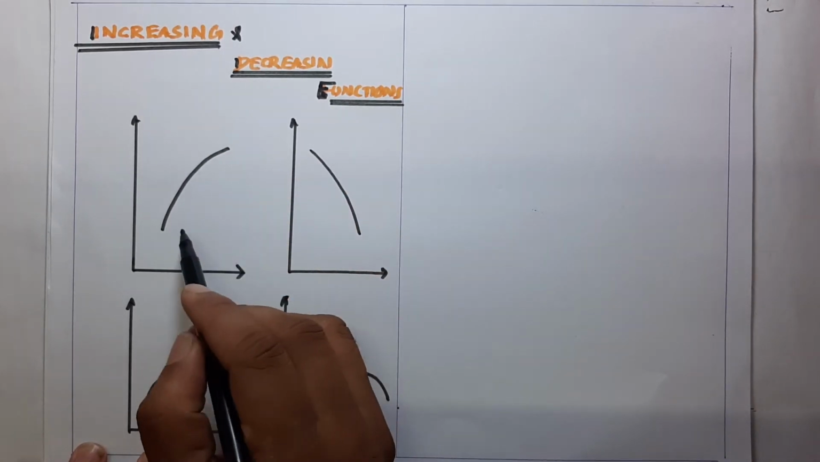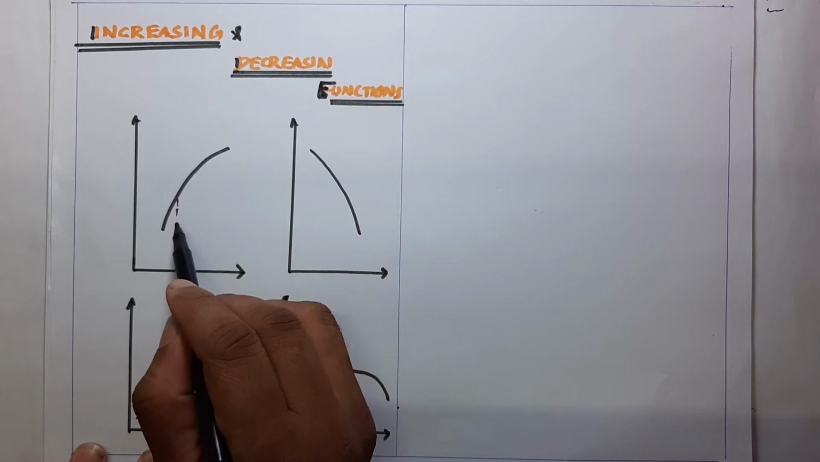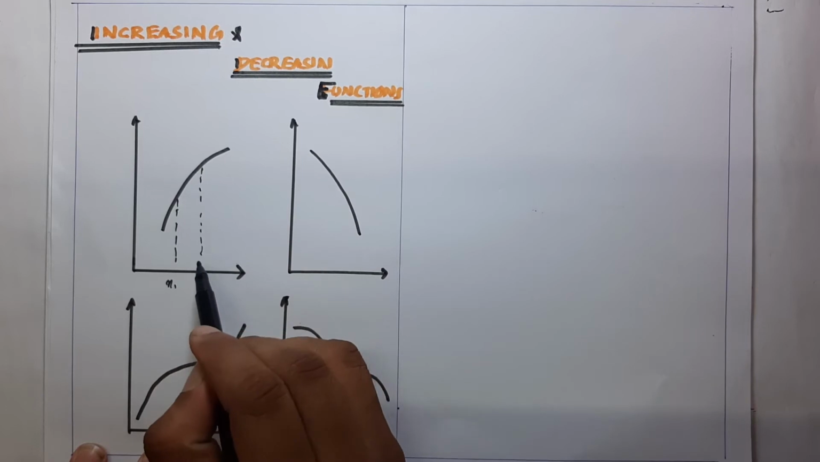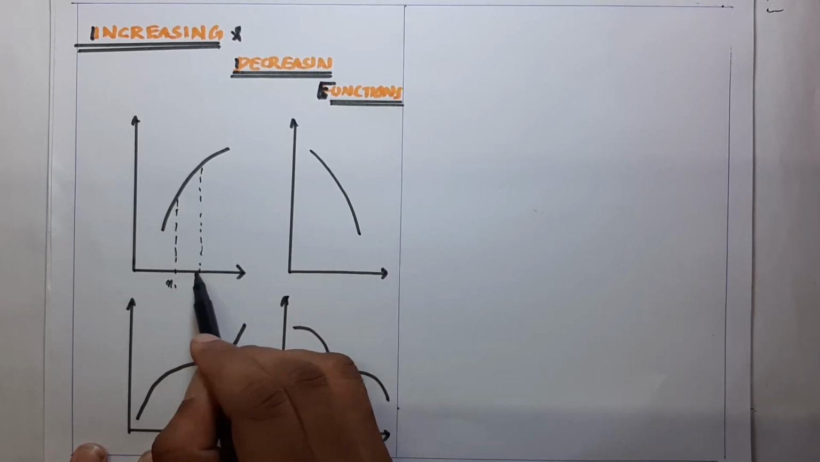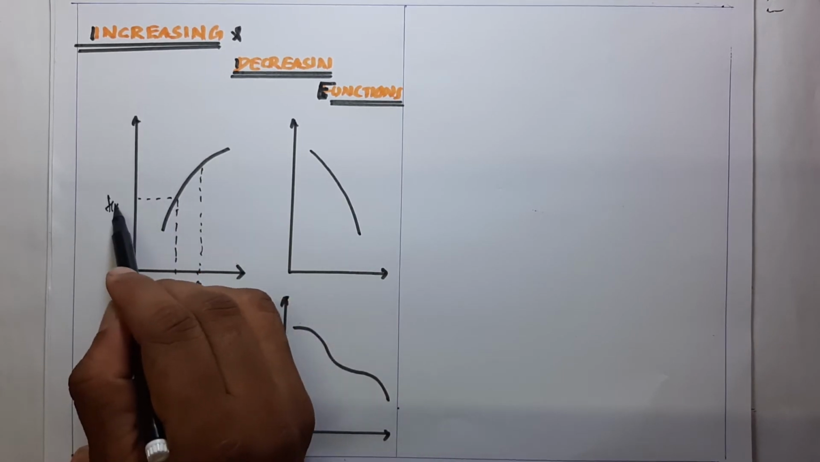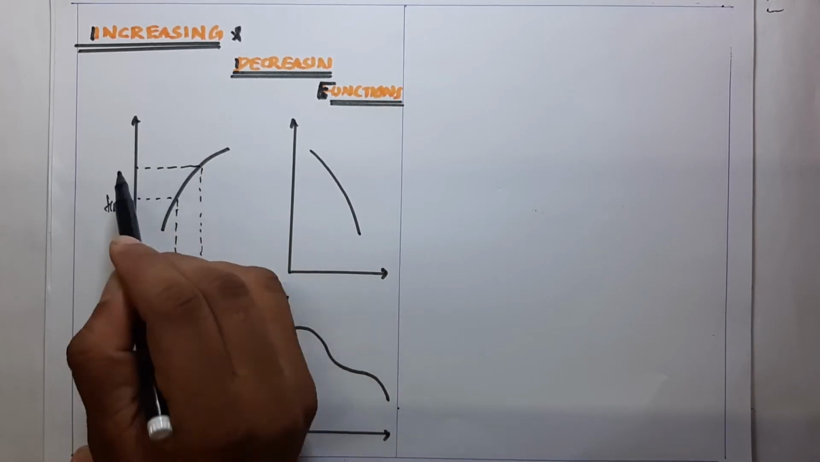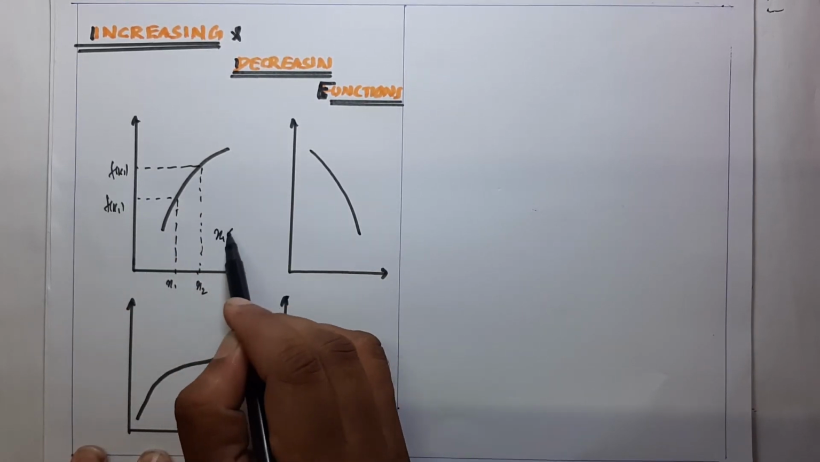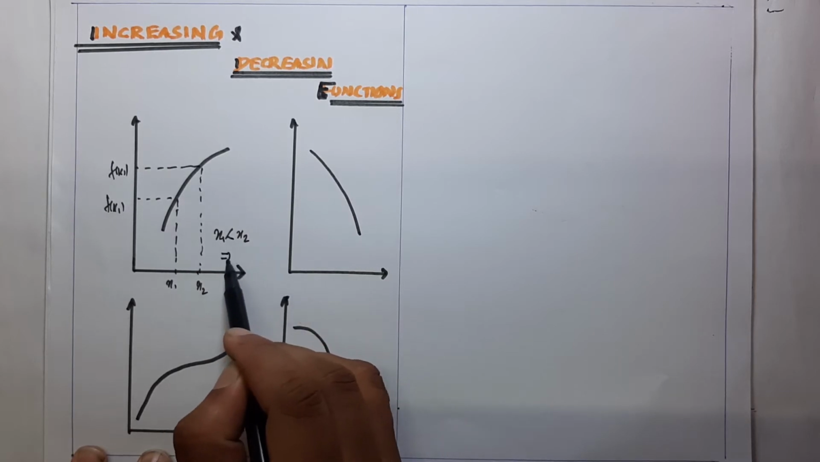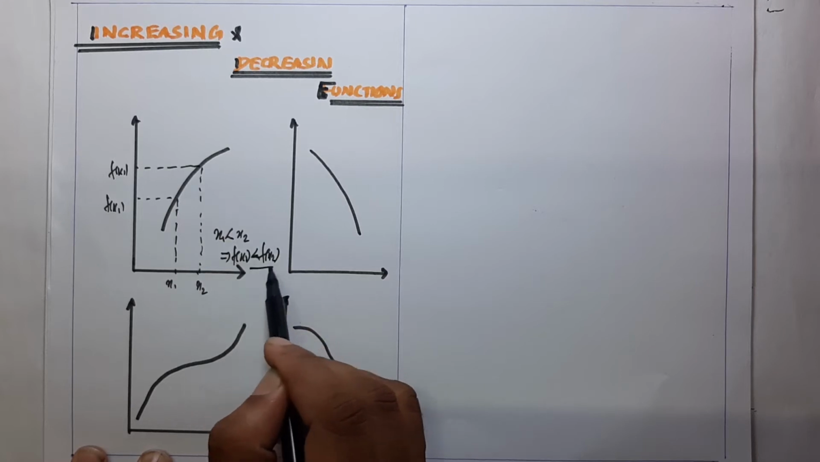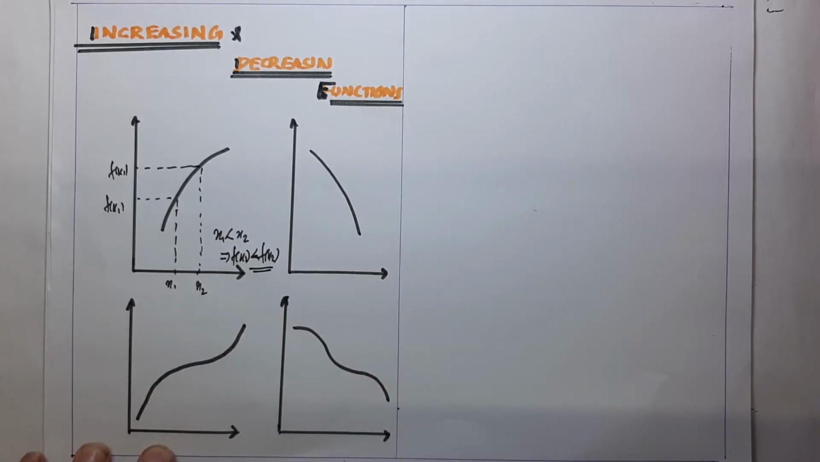First of all, we consider x1 and x2 as two consecutive points, and their images are f of x1 and f of x2. Here, if x1 less than x2 implies f of x1 less than f of x2, then the function is said to be strictly increasing.